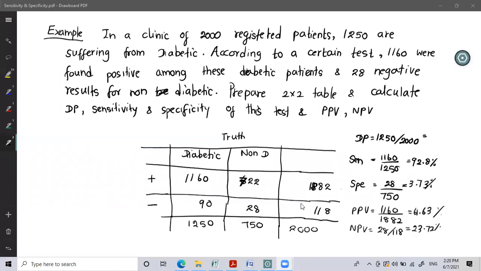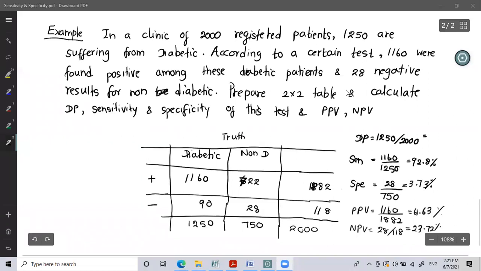Only the sensitivity and specificity. PPV and NPV are used just to get an idea about the population: what will happen if you get a positive result, what is the probability that it actually is a patient, things like that. But usually to get an idea about the effectiveness of the test, we only use sensitivity and specificity. PPV and NPV are used to get an idea about the population or the sample.